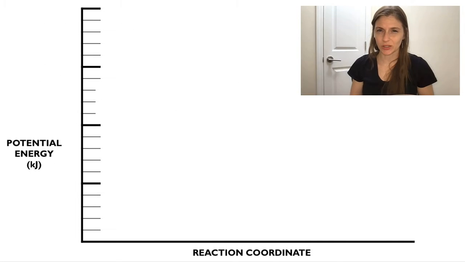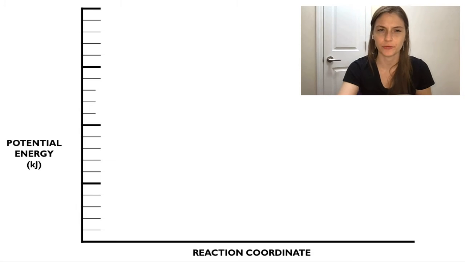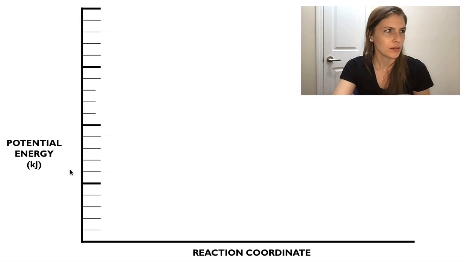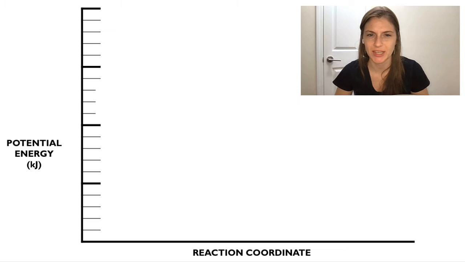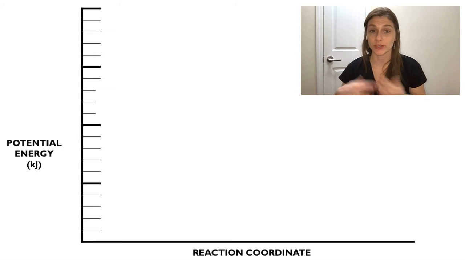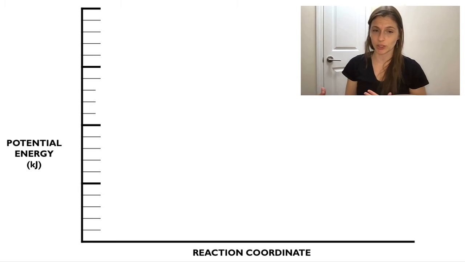Let's start by taking a look at the bones of the potential energy diagram, the axes of the graph itself. On the y-axis, we have potential energy, often measured in kilojoules, kJ. This is a measure of the amount of stored energy within chemical substances. That energy can be released if those chemical substances undergo a chemical reaction and form new molecules that have less potential energy. In that case, energy gets released as the reaction goes forward.